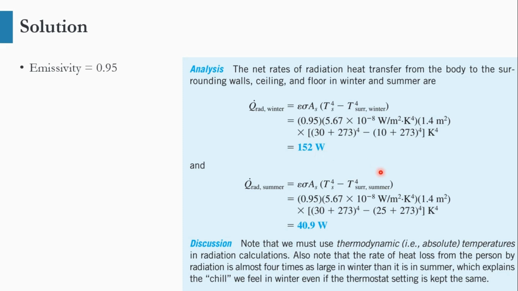Going to the summers, we will just replace the T surroundings from 10 to 25, and the heat of conduction is 40.9 watt. This is the first example which we have solved today, which is related to the heat transfer by radiation, assuming no heat transfer by conduction or convection. The heat transfer is taking place only because of the radiation.